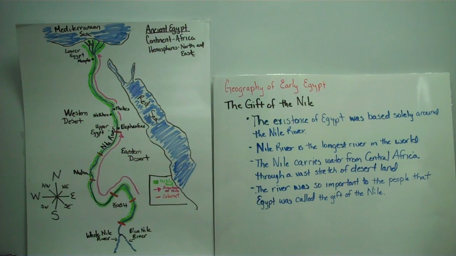The existence of Egypt was solely based on the Nile River. The Nile River is the longest river in the world, and the Nile carries water from Central Africa through a vast stretch of desert land, and the river was so important to the people that Egypt was called the gift of the Nile.